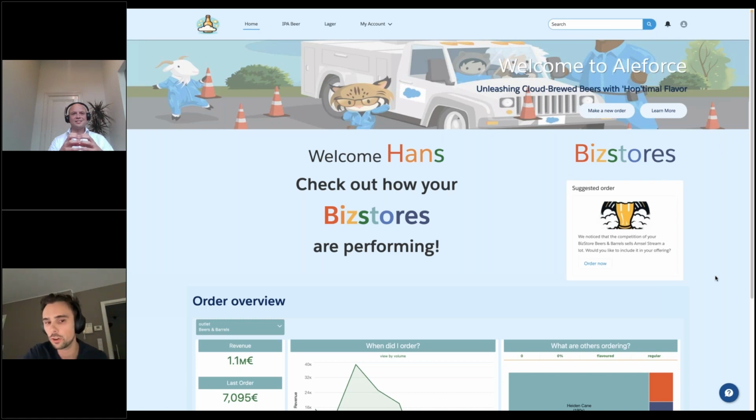Check out how your Bizstores are performing. The first thing that I see is a suggested order. We see, based on the competition for your store beers and barrels, that Amstel Stream sells the most. Would you like to include it in your offering? So maybe, because I actually have not done any analysis.